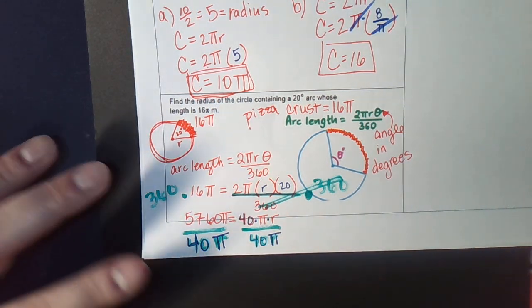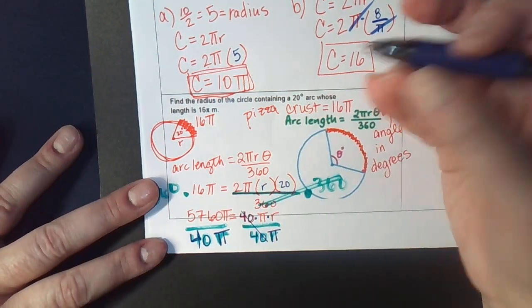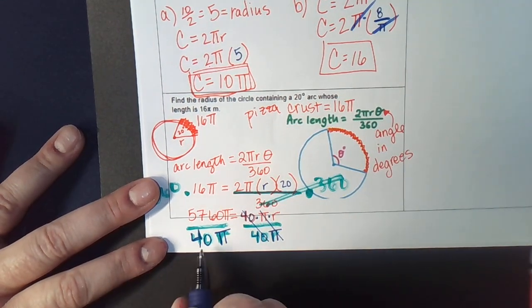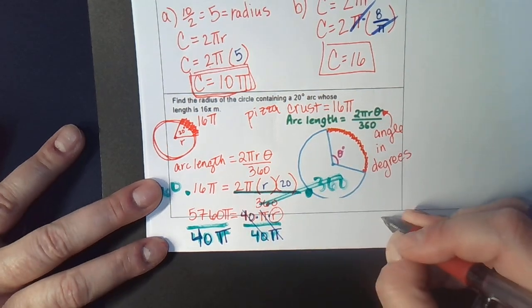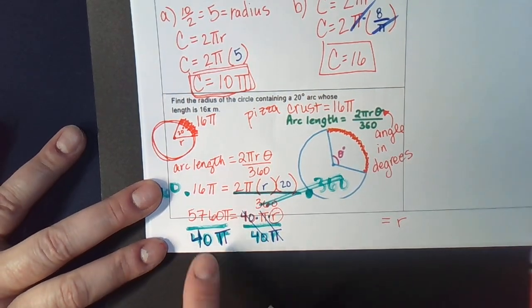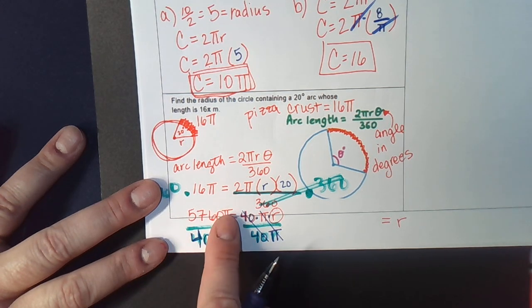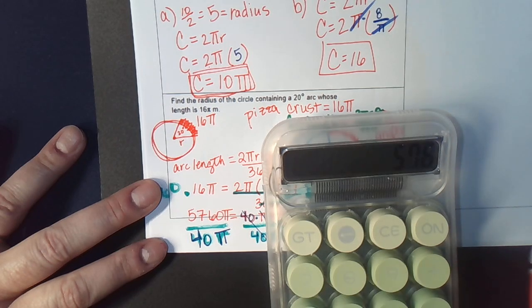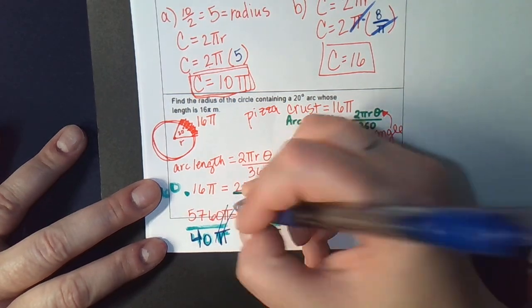Okay, on the right, the 40 cancels. The pi cancels. And all we're left with is a good old r. What happens on the left? Well, let's figure out what this 5760 divided by 40 is. 144. And then the pi's cancel.